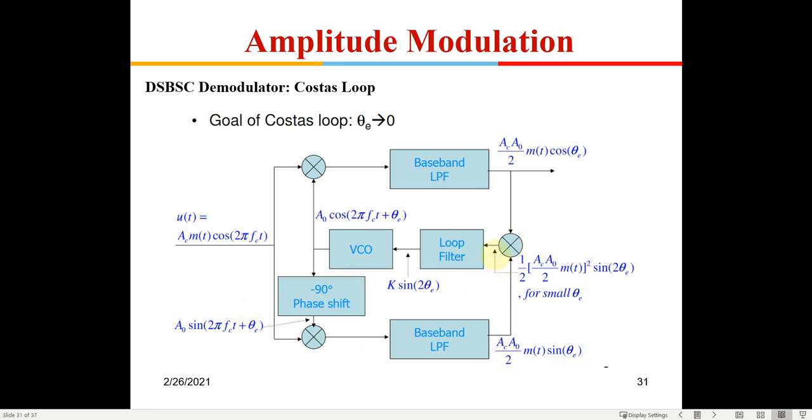Now you are again multiplying these two signals out here, right? Once you multiply these two signals, you will find sin 2 theta. You have cos coming from here and sin coming from here, right? So sin theta into cos theta is sin 2 theta, right? So this is 2 theta. So you have this component, right? For small values, sin theta is theta only, right?